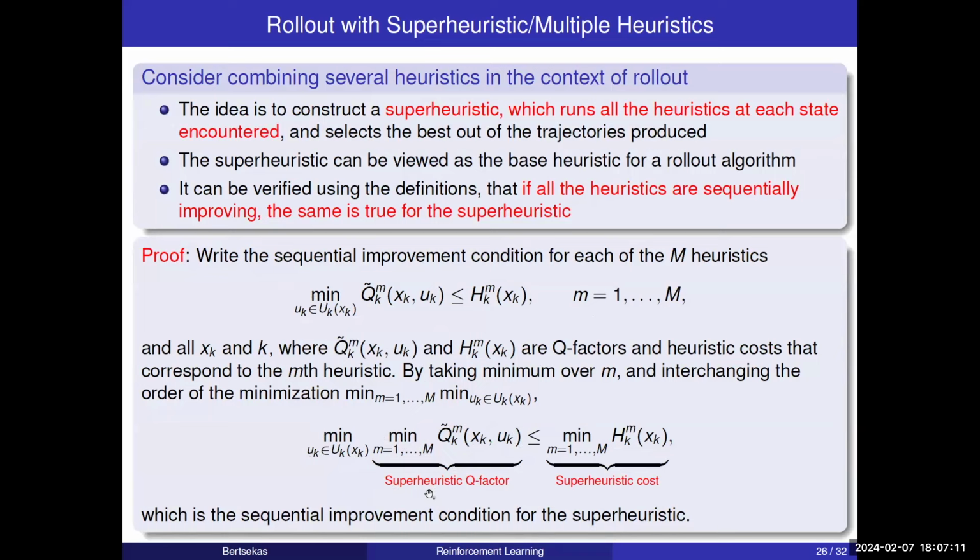And we get this inequality, which is precisely the superheuristic Q factor. So we run each of these heuristics, we take the minimum, and if all of the heuristics are sequentially improving, then this inequality holds as well. And this is the proof. So the sequential improvement condition holds for the superheuristic as well. This is one thing to consider if you're thinking about doing your research project. Okay, so that's that variant.